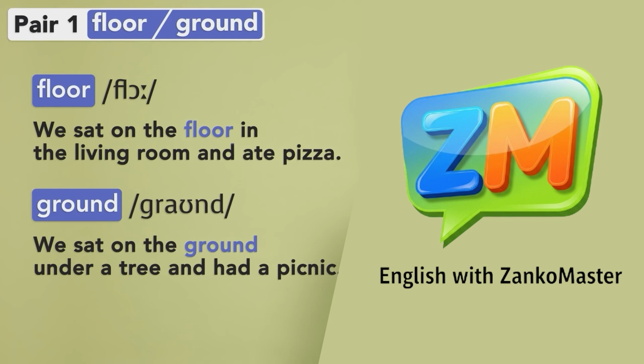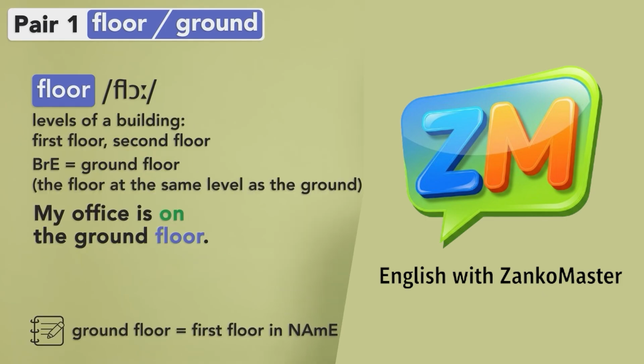For example, we sat on the floor in the living room and ate pizza. We sat on the ground under a tree and had a picnic. Floor also refers to the levels of a building. First floor, second floor, for example. And here's where it gets confusing. In British English, we use the term ground floor for the floor at the same level as the ground or earth outside. My office is on the ground floor. Notice that I use the preposition on, not in. Note that the ground floor is called the first floor in North American English, another point of confusion.